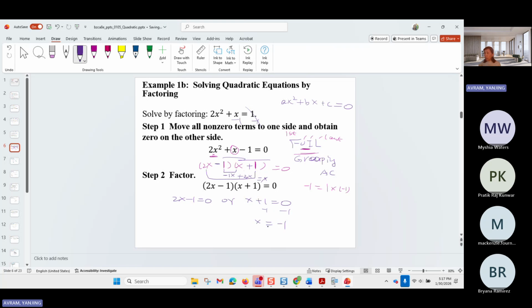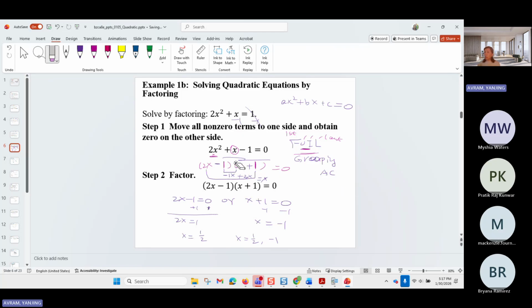So x can be equal to -1, or we add a 1 on both sides. Okay, so we have a 2x equal to 1 divided by 2. So this x can be -1 or 1/2.